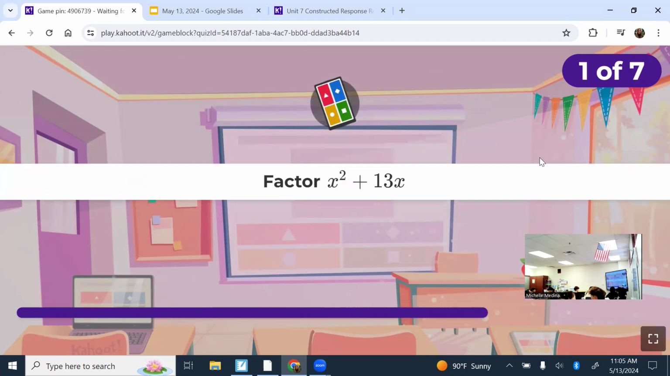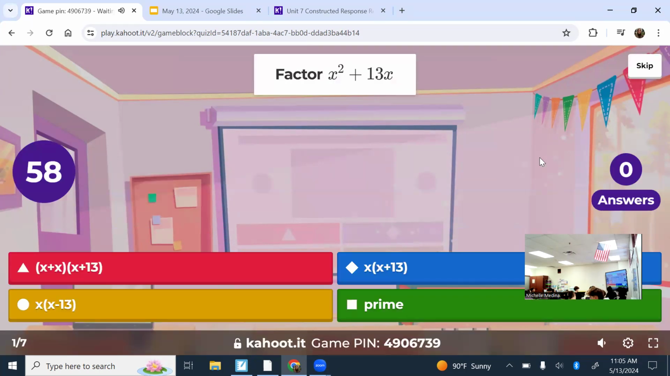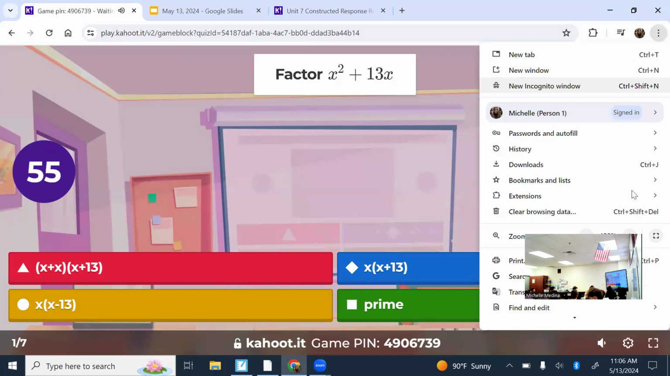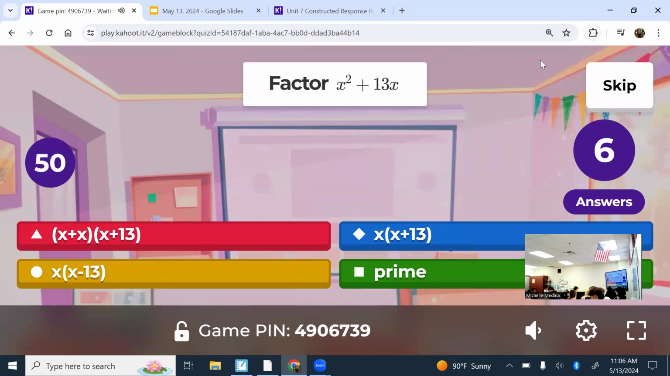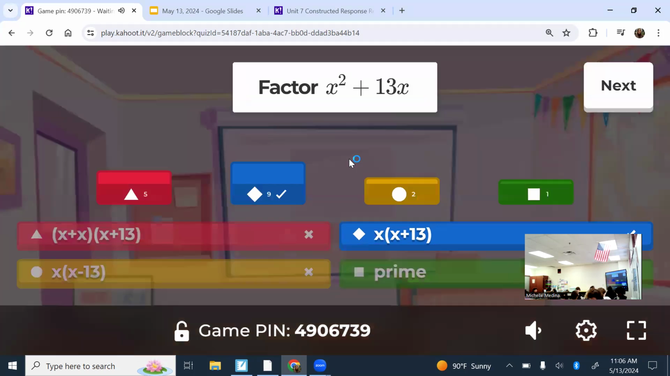So factor x squared plus 13x. Factor it. Okay, so factoring, how do I know if it's in factored form? Tiana, sit up. How do I know if it's in factored form?